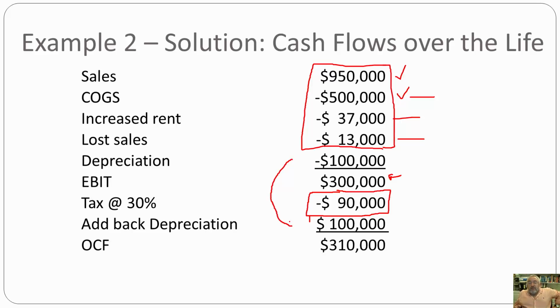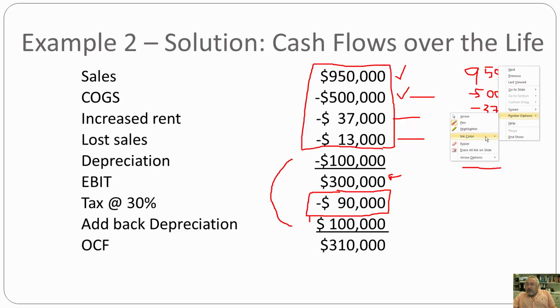Look, if you feel a little bit uncomfortable with doing it that way, you could do it differently. You could basically say, let's calculate our cash flows. So 950, 500, 37. Sorry about my writing. Minus 13, and that's going to give you cash flows. Let's change color for a moment. Somewhere off on the side, you do your tax calculations.